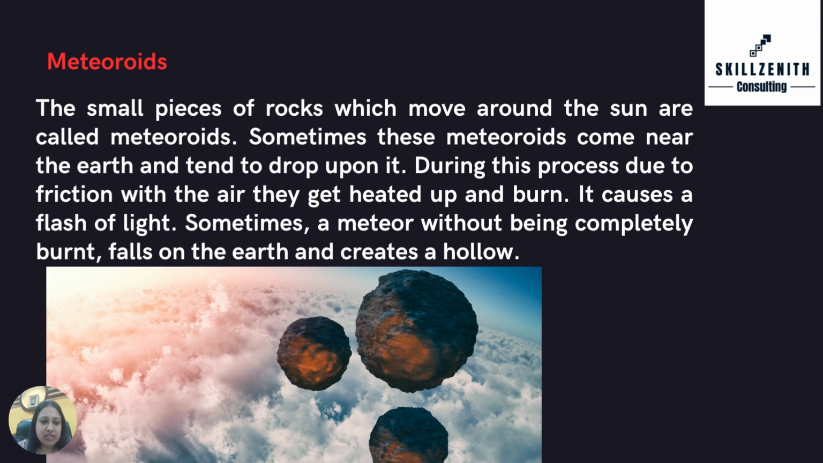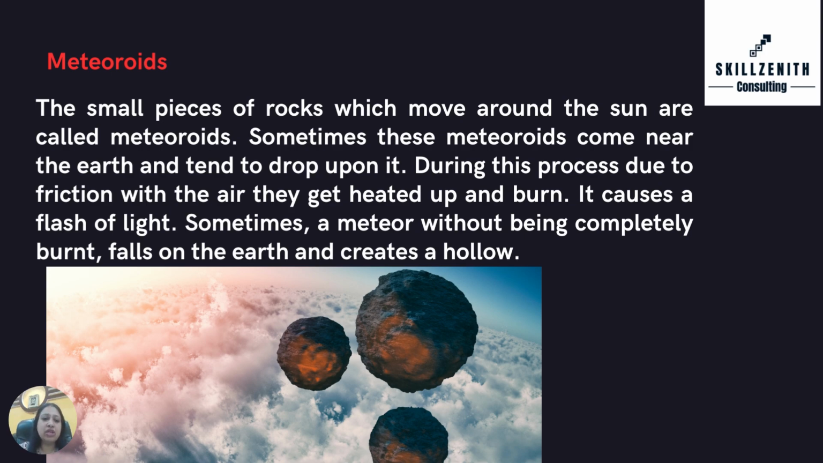Now we come to meteoroids. The small pieces of rocks which move around the sun are called meteoroids. Sometimes these meteoroids come near the earth and tend to drop upon it. During this process, due to friction with the air, they get heated up and burnt. It causes a flash of light. Sometimes a meteor, without being completely burnt, falls on the earth and creates a hollow.